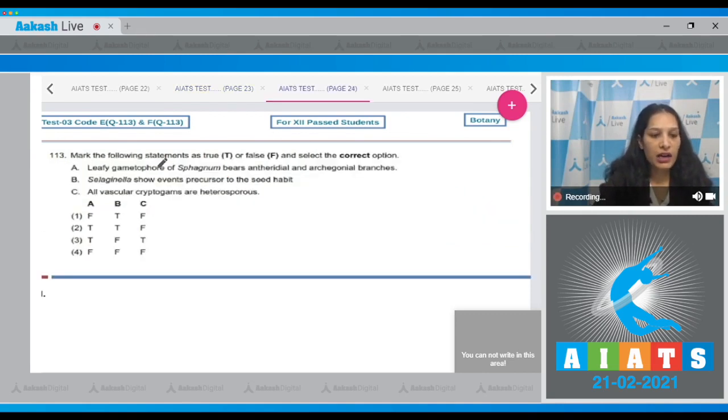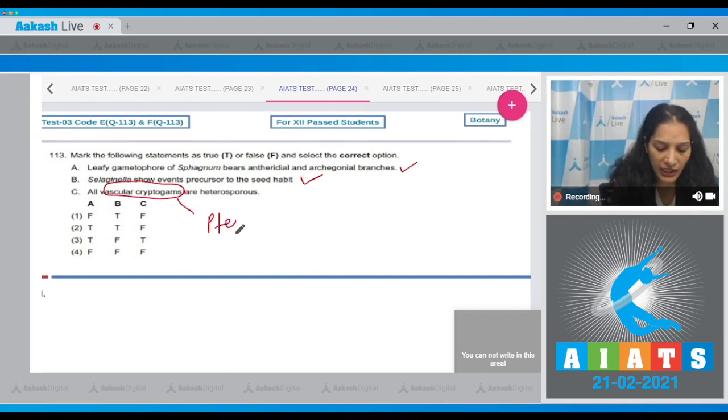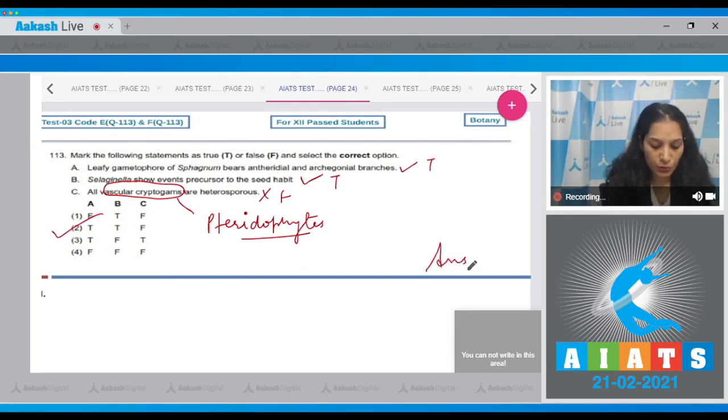Question number 113. Mark the following statement as true or false and select the correct option. Leafy gametophore of Sphagnum bears antheridial and archegonial branches? True. Selaginella shows events precursors to the seed habit? True, because it is heterosporous. All vascular cryptogams are heterosporous? No, vascular cryptogams are the pteridophytes, and all pteridophytes are not heterosporous. Majority of them are homosporous. So this is false, true, true. So the correct option for the given question is option number 2. Let's move to the next question.